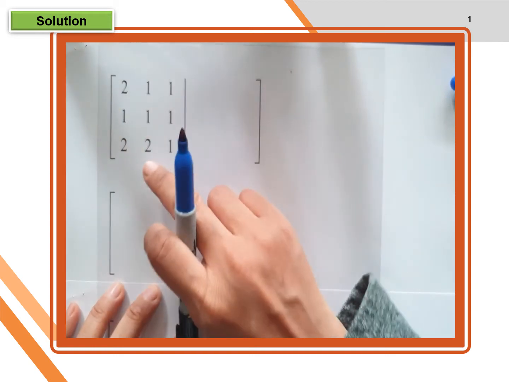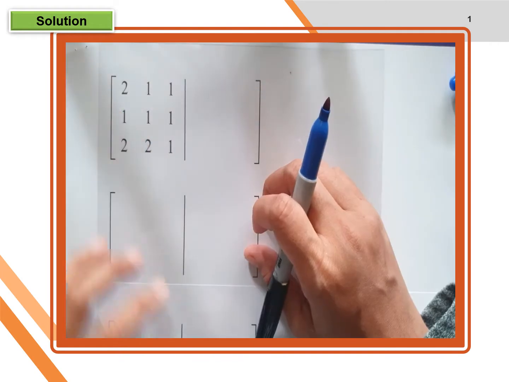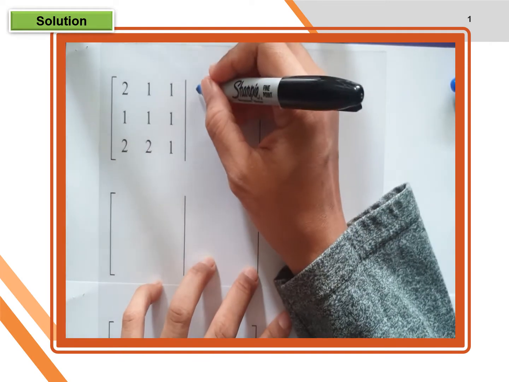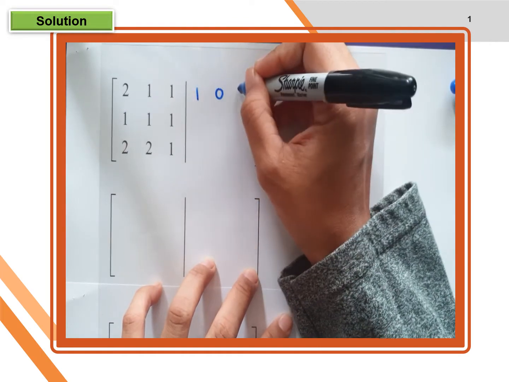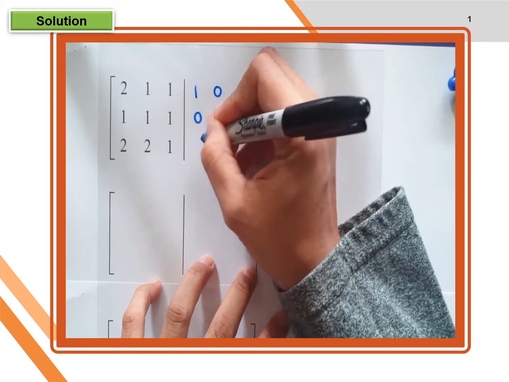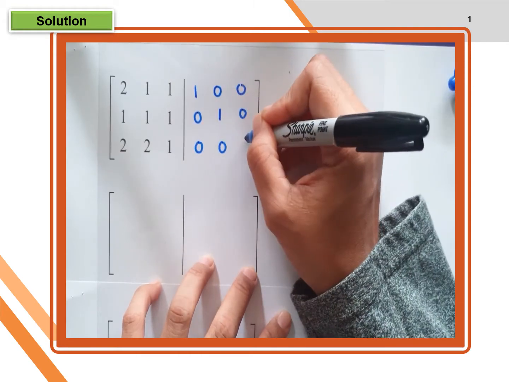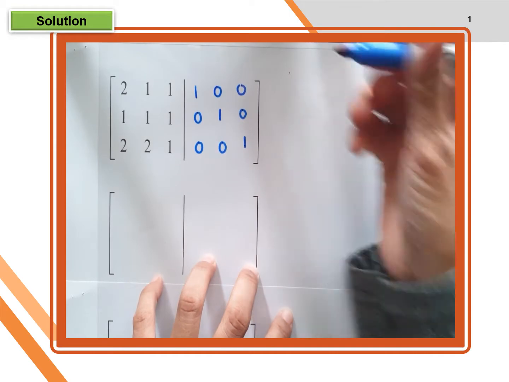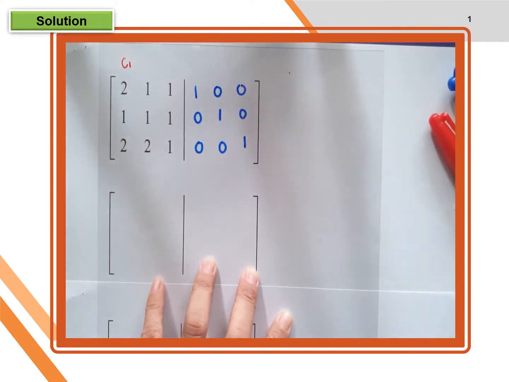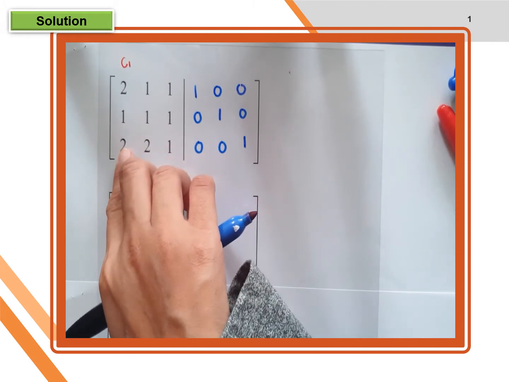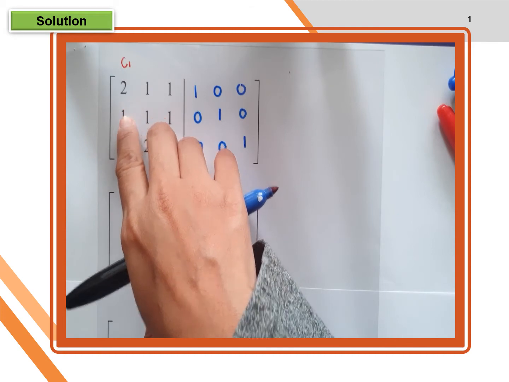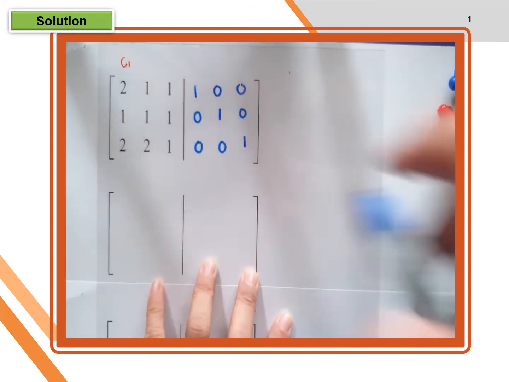Okay, now this is matrix P, augmented with the identity: 1 0 0, 0 1 0, 0 0 1. Now we are going to the first column to change number 1 and number 2 to number 0.